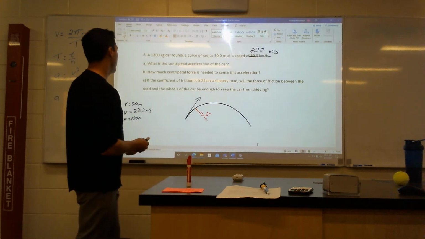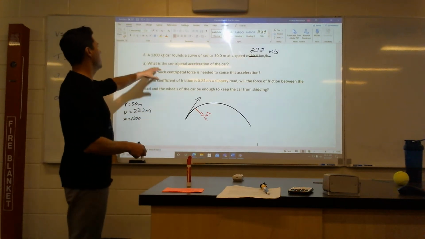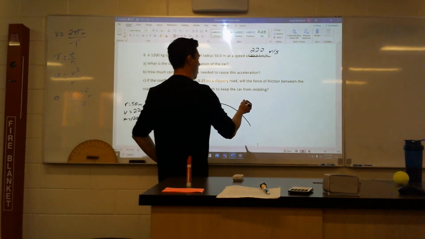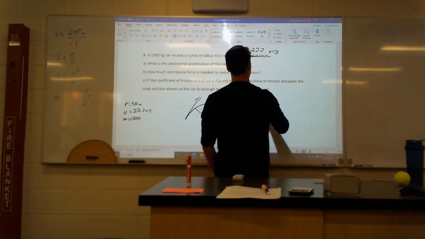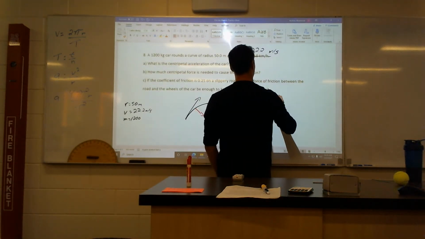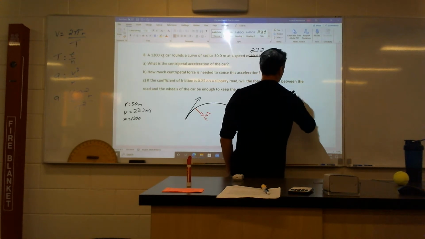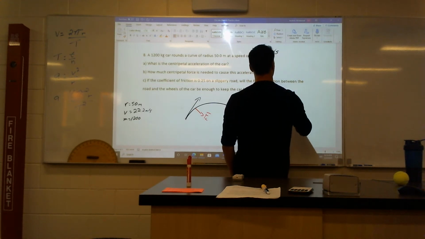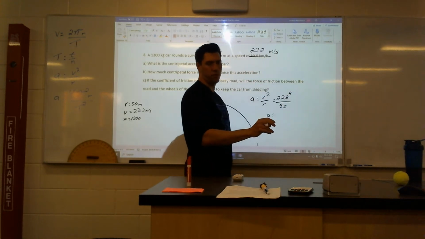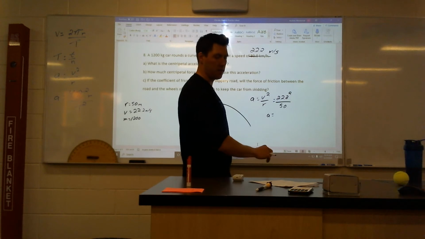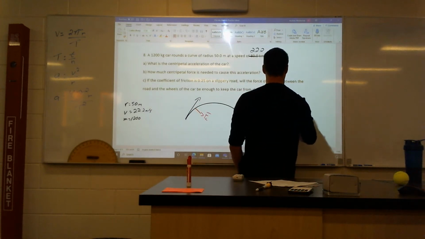So let's first figure out, it says, what is the centripetal acceleration? This one's pretty easy. Acceleration equals v squared over r, so 22.2 squared over 50, and I get an acceleration of 9.9 meters per second squared.